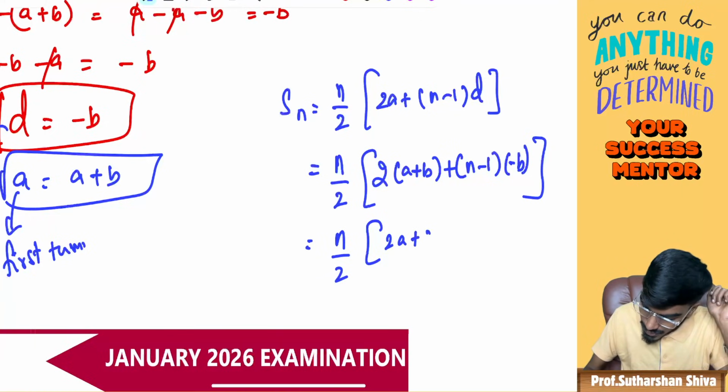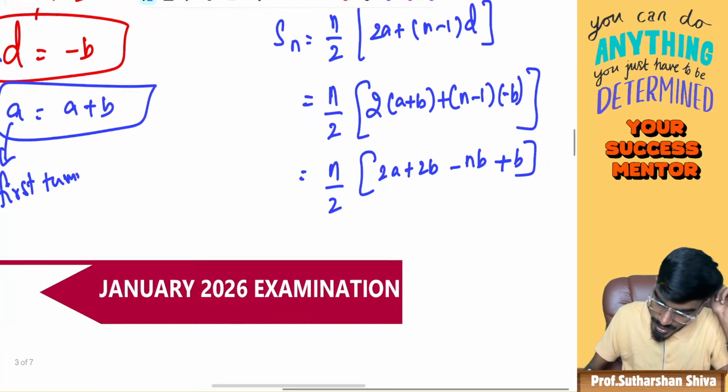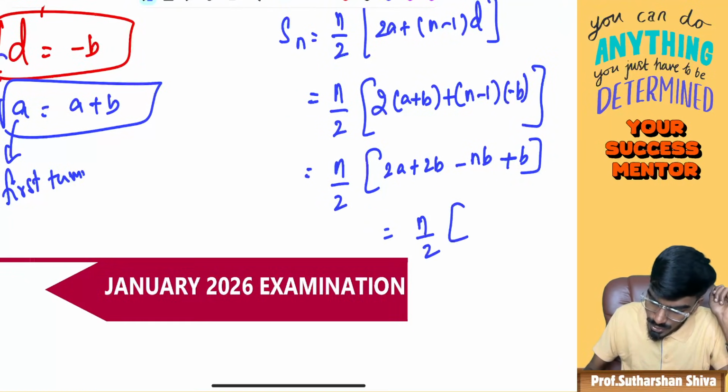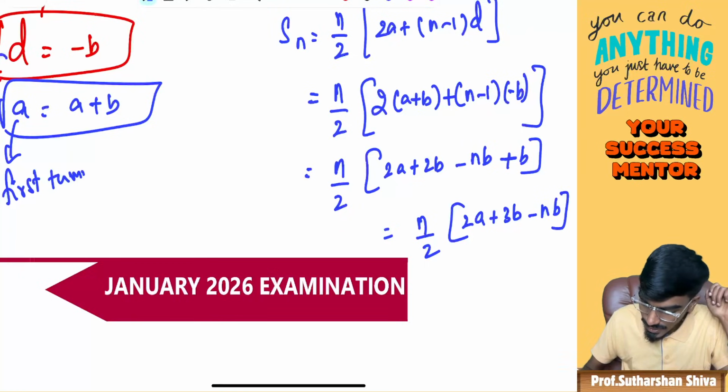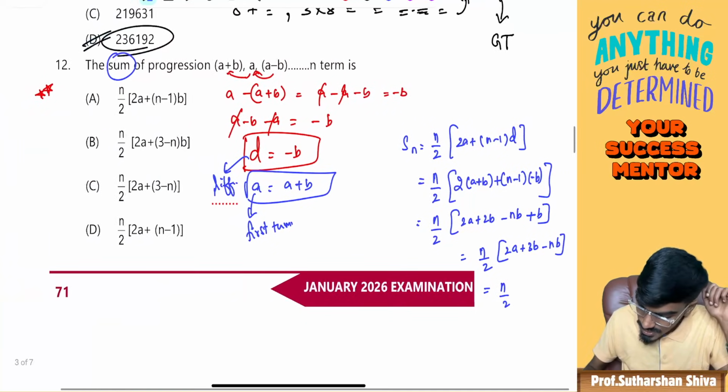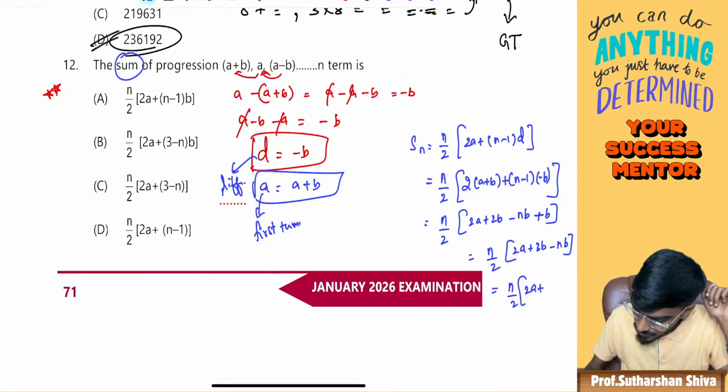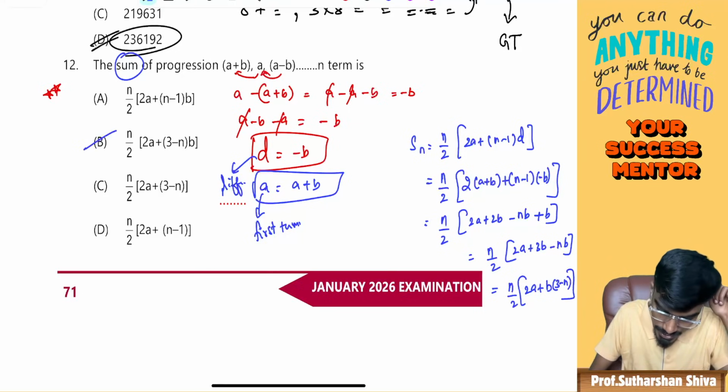into 2a plus 2b minus nb, minus into minus plus b. So n by 2 into 2a plus 3b minus nb, or bn for that matter. So how can we simplify this? If you take b outside, it became 3 minus n. So your answer is option B.